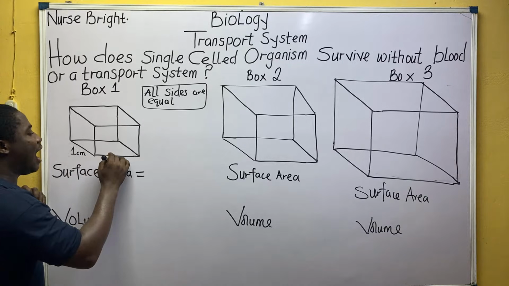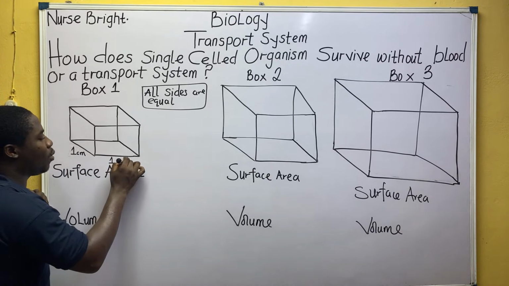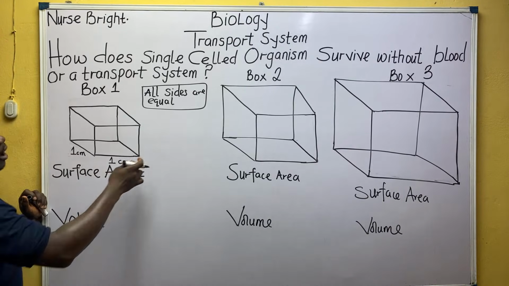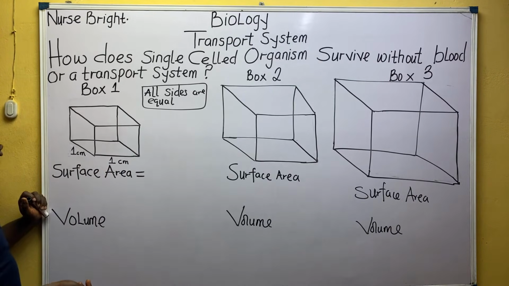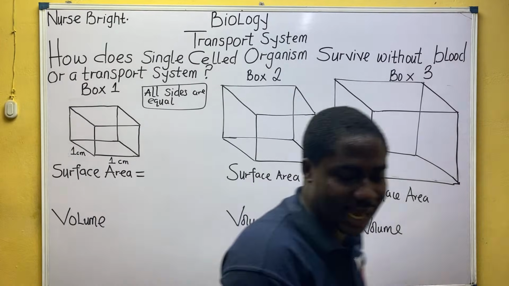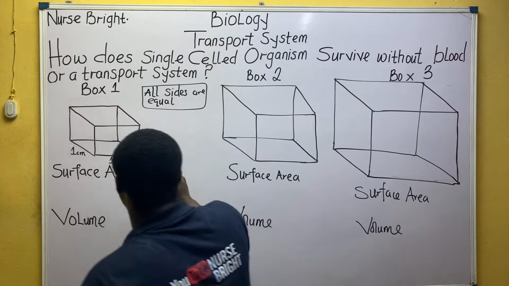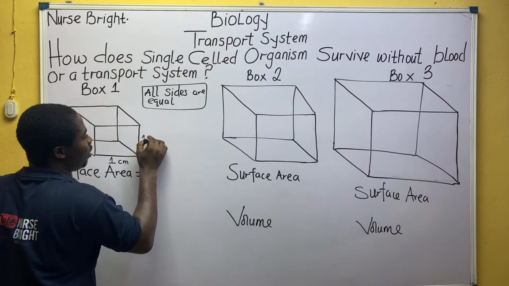All the sides have 1 centimeter. They are all 1 cm. You can see 1 cm, 1 cm. Every side here is 1 centimeter as well. Do you get what I'm saying? So you can see that all the sides of this square are 1 centimeter. Same applies here, 1 centimeter as well.